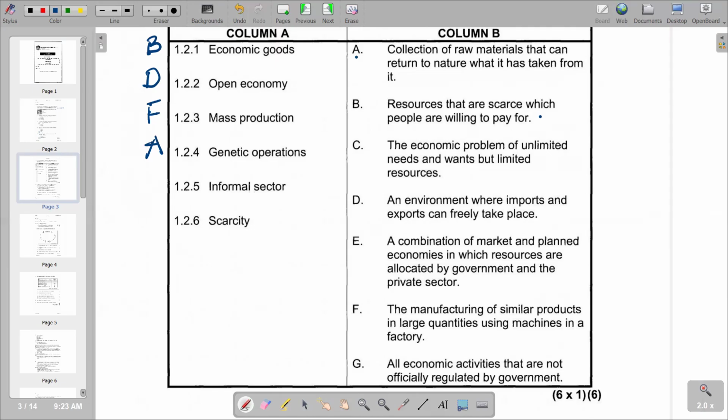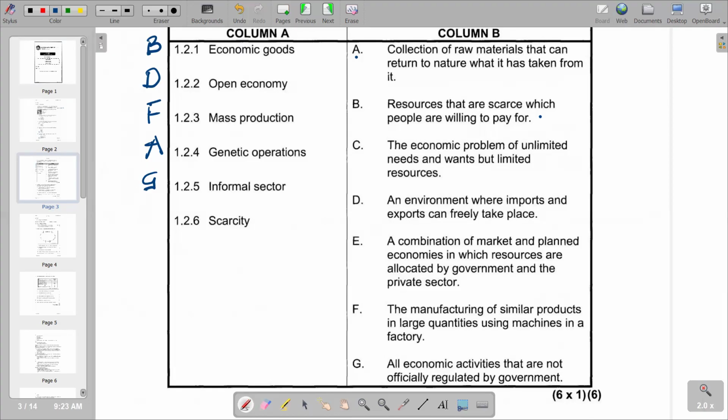Then we've got informal sector. Remember, we've got formal sector and informal sector. So basically, when we are talking about informal sector, we know that this is a sector that is not regulated. So if you go to G, it says all economic activities that are not officially regulated by the government. So we have G, that's the correct response.